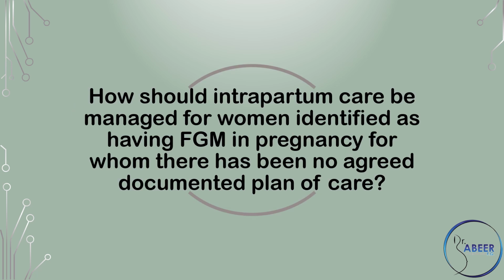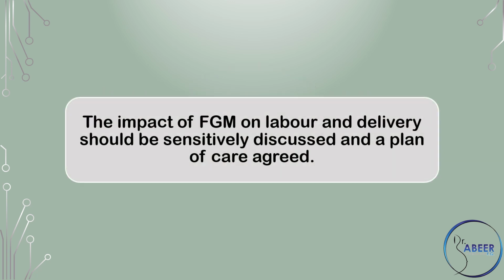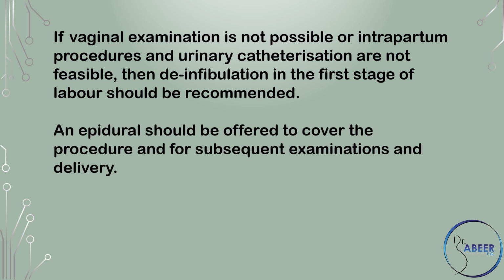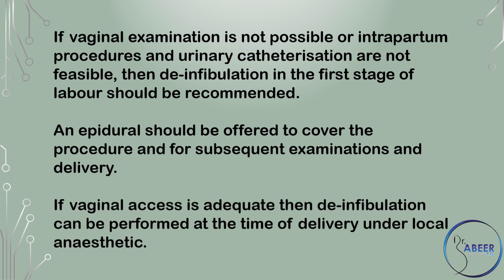How should intrapartum care be managed for women identified as having FGM in pregnancy for whom there has been no agreed documented plan of care? The impact of FGM on labor and delivery should be sensitively discussed and a plan of care agreed. If vaginal examination is not possible or intrapartum procedures and urinary catheterization are not feasible, then de-infibulation in the first stage of labor should be recommended. An epidural should be offered to cover the procedure and for subsequent examinations and delivery. If vaginal access is adequate, then de-infibulation can be performed at the time of delivery under local anesthetic.